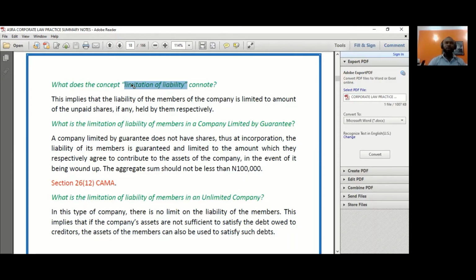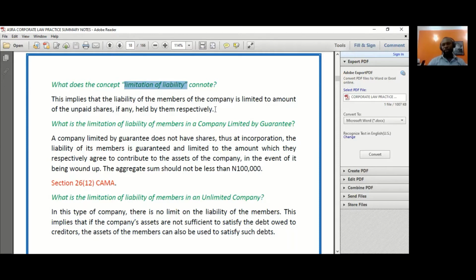Now, when we talk about the limitation of liability by shares, whether in a private company or a public company, it simply means that the liability of members in that company is limited to the amount of unpaid shares, if any, that they hold in the company. Now, when one becomes a member in the company, they acquire shares in that company.